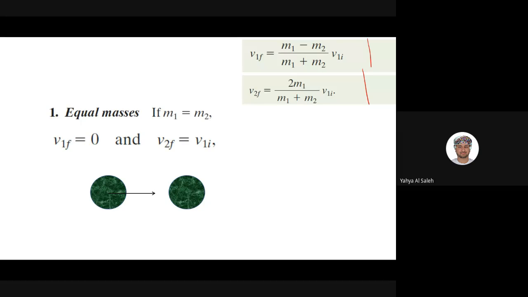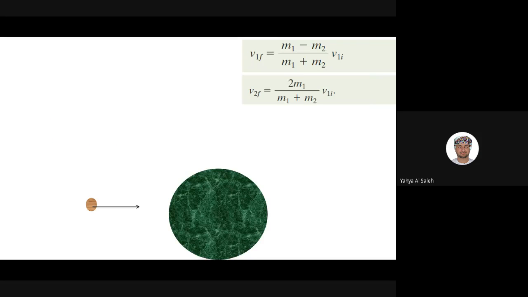V1F ends up becoming 0 because if M1 equals M2, then M1 minus M2 will be 0. So this whole thing will be 0. V2F will simply be equal to Vi, the same. So this is a very simple case. You have something coming in at 10 meters per second, hitting something stationary. The stationary thing is going to move at 10 meters per second, and the thing that was initially moving is not going to move at all.